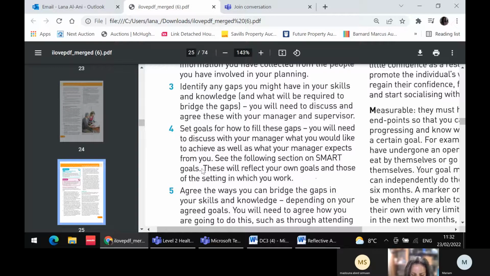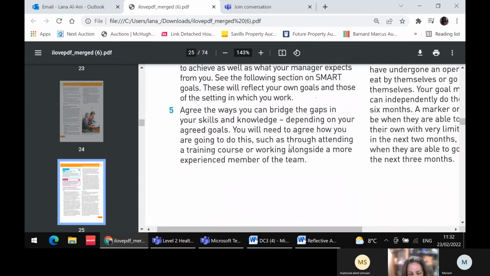And at the end, the timing needed. It's also agreed ways of working. You can bridge the gaps in your skills and knowledge depending on your agreed goals. So with your manager, you will be agreeing on certain goals.